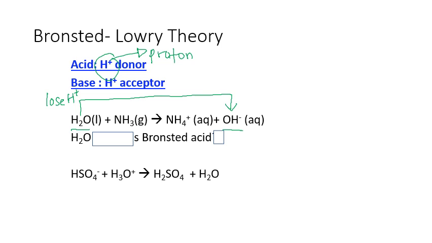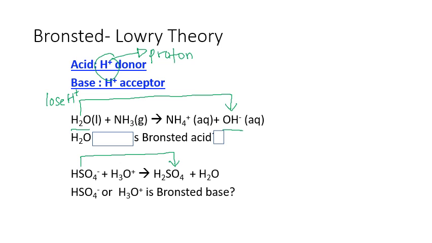Now look at the second example. Again, we will pair HSO4- with H2SO4. From here, I notice that HSO4- gains H+. So HSO4- is a Bronsted base.